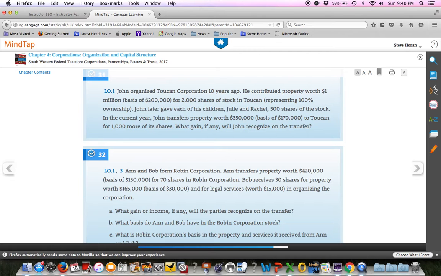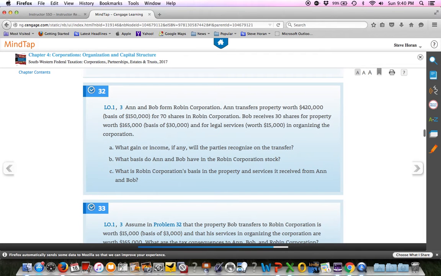Okay, so that was 31. 32, the next one right there, let me get it all on the screen. Ann and Bob form Robin Corp. Ann transfers property worth $420 with a basis of $150 for 70 shares in Robin Corp. Bob receives 30 shares for property worth $165, a basis of $30, and for legal services worth $15 organizing the corp. So, just like before, a few questions here. What gain or income, if any, will the parties recognize in the transfer?